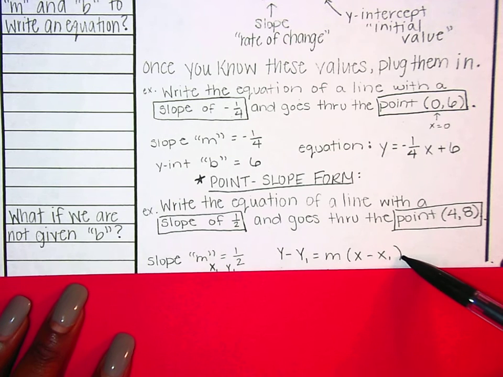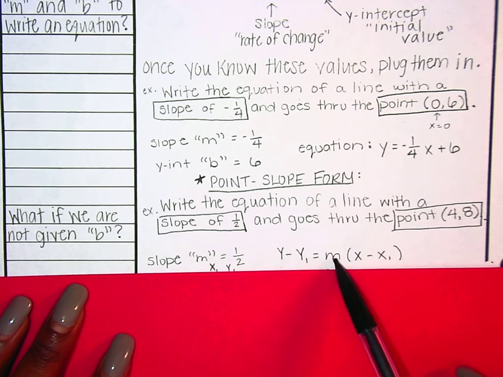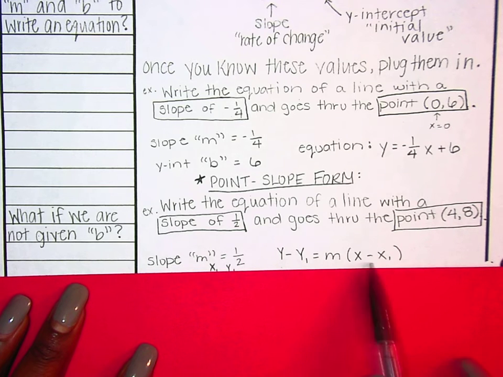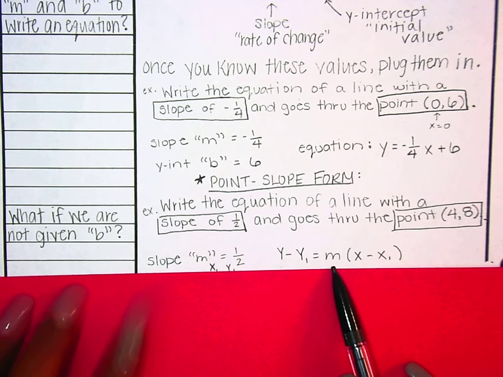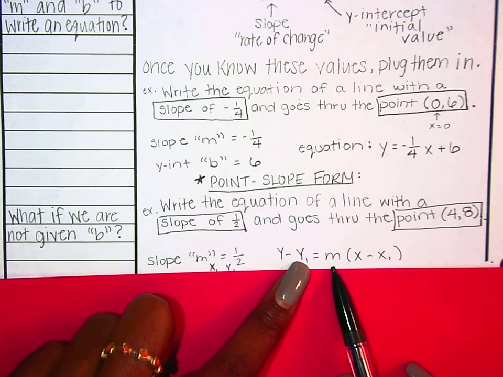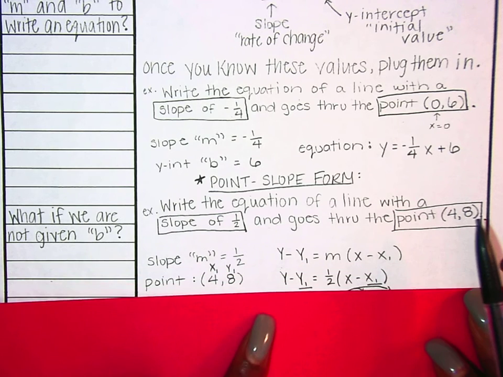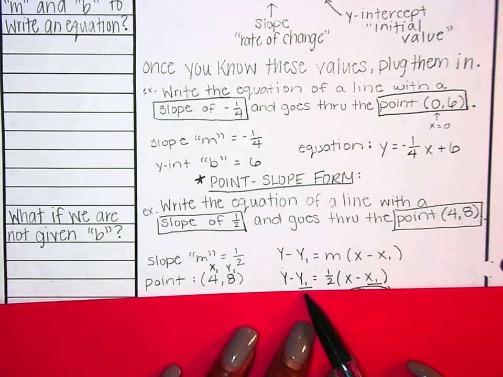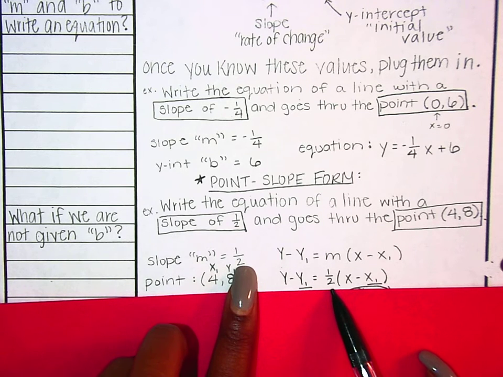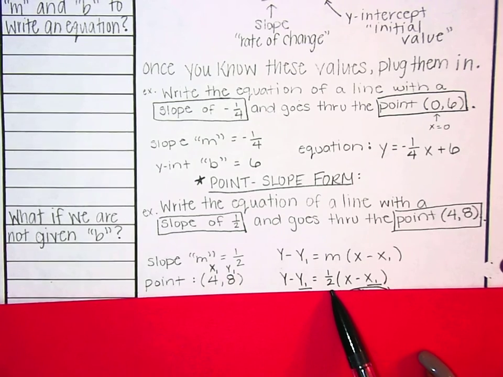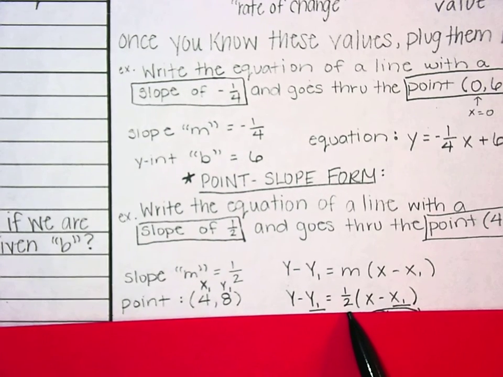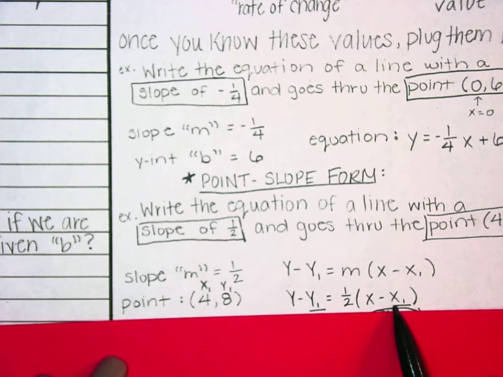This is called point-slope form. y minus y1 equals m times x minus x1. This is on your formula chart, so don't worry about memorizing it. All I'm going to do is plug in the values that I know for these simple letters. We know our slope because it's given to us. We know a value for y1 and x1 because that's also given to us. So we're just going to plug it in. So here, now I'm going to write y minus y1 equals 1/2. So now I'm plugging in 1/2 for my slope because that's what they gave to me. x minus x1 stays the same.